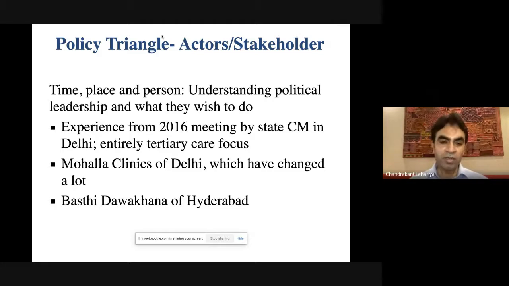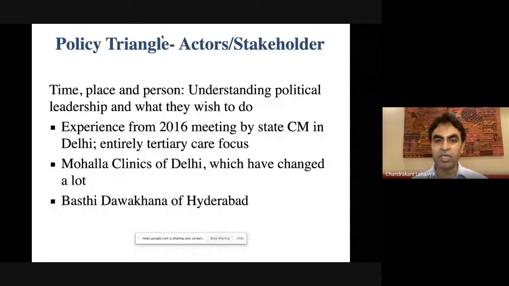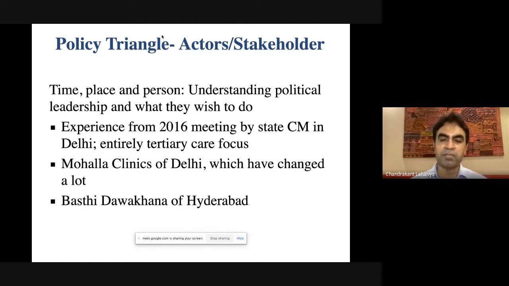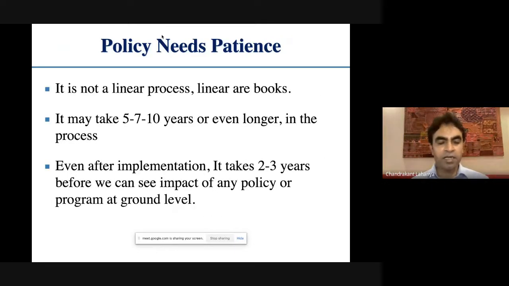Then Hyderabad in Telangana has Basti Dawakhana, and those were founded because some policymakers from Telangana visited Delhi and they were impressed with the mohalla clinics and their performance, and then they went back and founded the Basti Dawakhana in their setting. So it depends upon the time, place, person, and their level of interest. The stakeholders are very important. Sometimes policymakers or politicians take their own decision. Sometimes other stakeholders and influential citizens need to tell them to do something. How it will happen, we really cannot predict, but that's how it works. Another important thing to remember is that it's not a linear process.